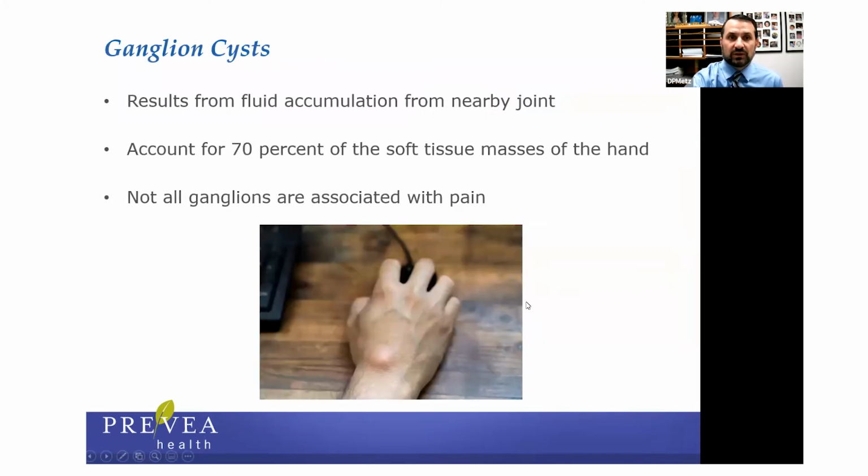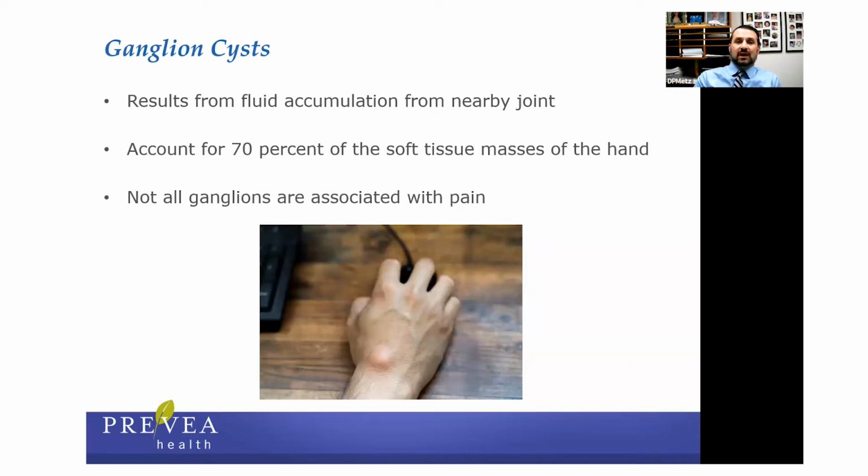So let's start with ganglion cysts. Ganglion cysts are not a tumor. A lot of people come in and they're just worried that maybe they have a tumor somewhere. Maybe they've had breast cancer or lung cancer, and they're worried that they have cancer somewhere. A ganglion cyst is a fluid collection.